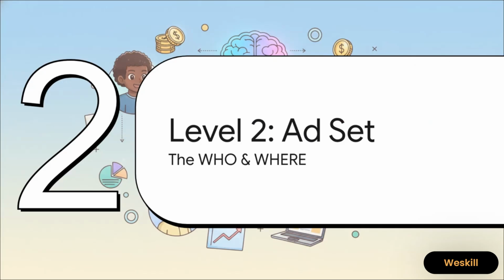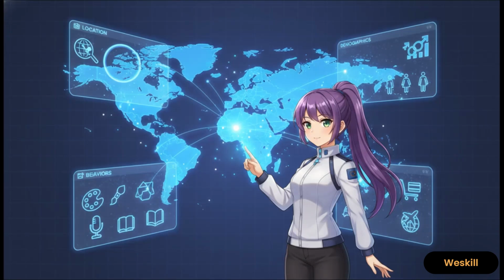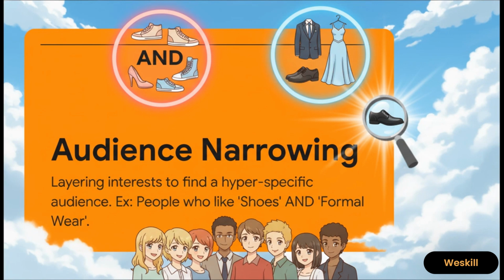Now we move down a level to the who and the where. This is the ad set level. And honestly, this is where you get to play detective and build your perfect audience. This is where the real power is. Of course, you can target by location and the basic demographics, but the cool part is targeting based on interests, things people have actually shown they like, and even their online behaviors, like whether someone shops online a lot. And you can get even more specific.